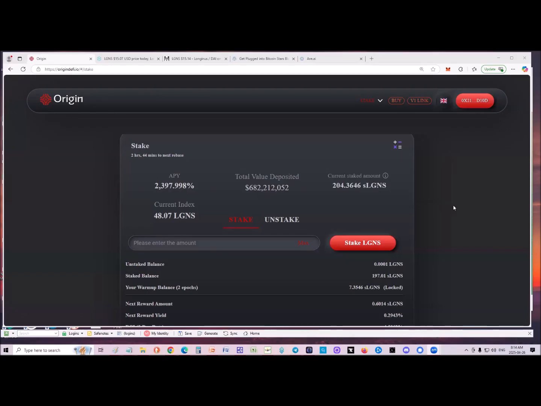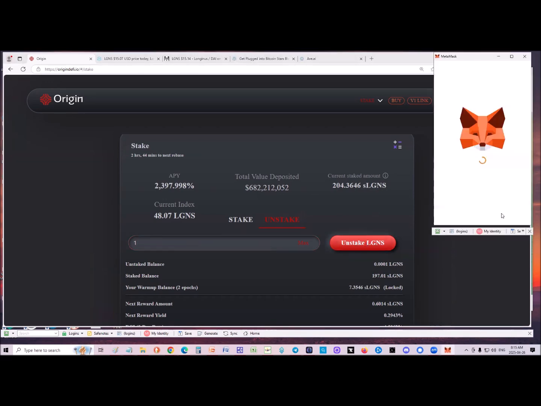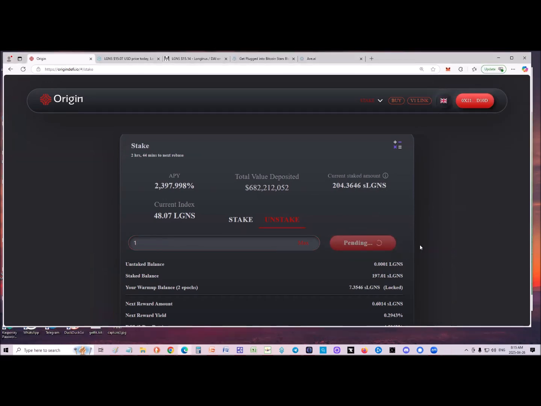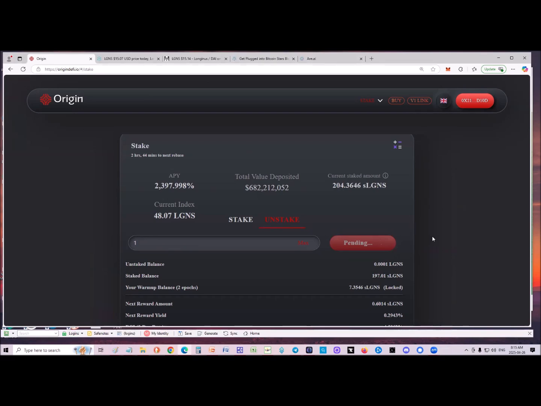In this video, I'm going to show you how to do a withdrawal. It's actually quite simple. So once you have your staking in there, you just click on unstake and you can withdraw any amount. I'm just going to do one for right now, just to give you the example. So you see we're at 204 right now of SLGNS. I'm going to click the unstake button and confirm it, and it will be there within a few seconds. It'll be confirmed and into my unstake balance.